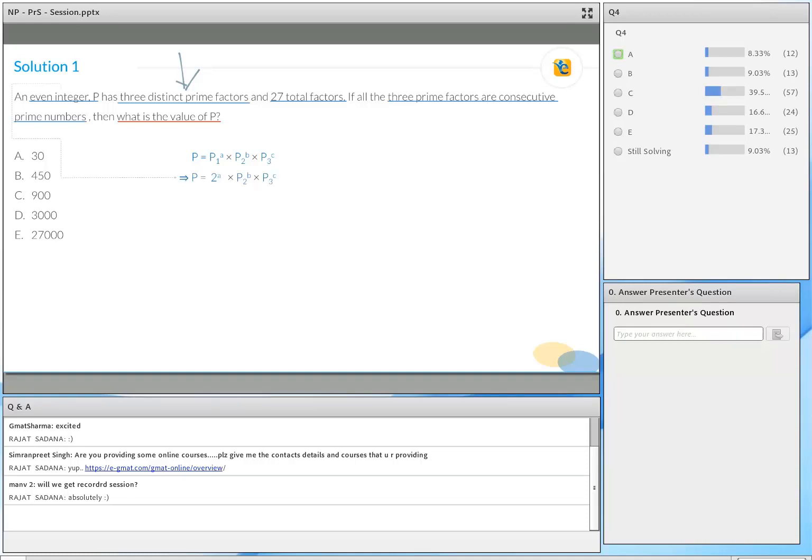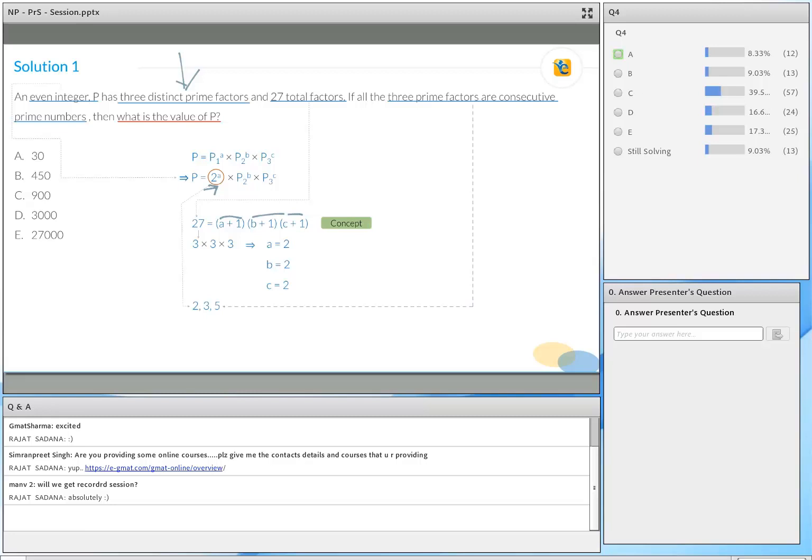Now, P is an even integer, which means that one of the prime factors has to be 2. That's very important. Now, it has 27 total factors. What does that mean? I can write 27 as (a plus 1) into (b plus 1) into (c plus 1). That's my conceptual application. How can I express 27 as a product of three numbers? Why do I need three numbers? Because I have three prime factors. So 27 can be expressed as a product of three numbers as 3 times 3 times 3, which means a, b, and c are all equal to 2.